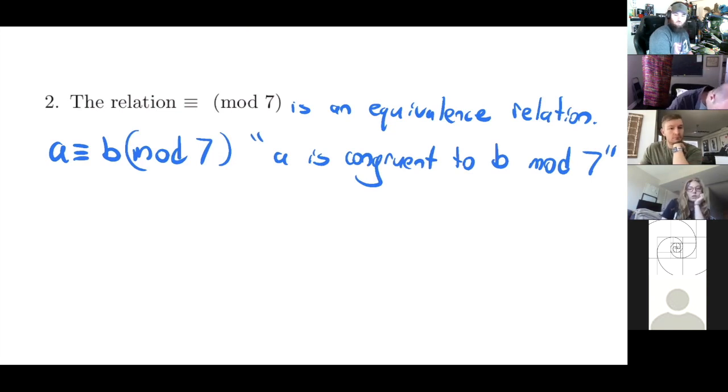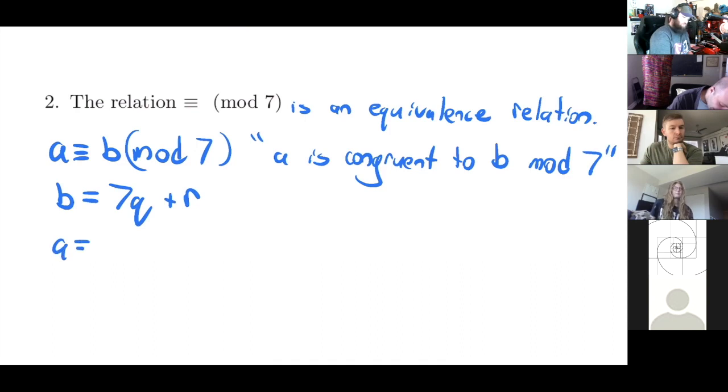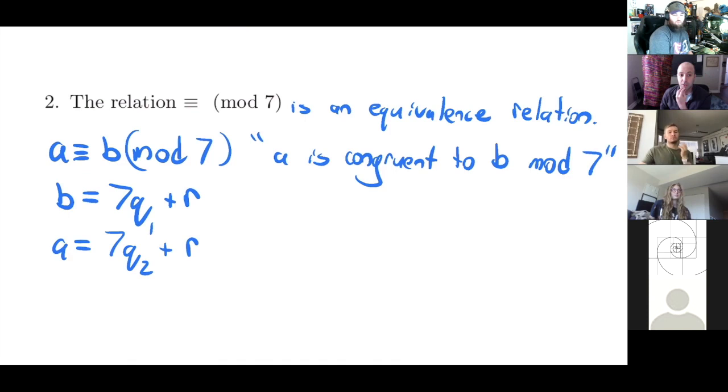So this means I can write B as 7 times something plus R, and I can write A as 7 times some other integer plus the same remainder R. They have the same remainder when we divide by 7, is one way to say this. It's probably not the definition that we're going to want to use in this proof, but I just want to be sure you're clear about that way of stating it.